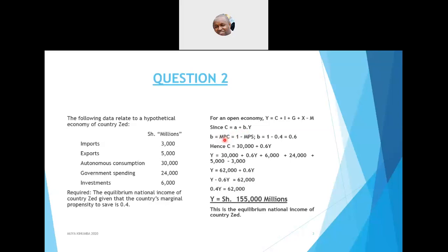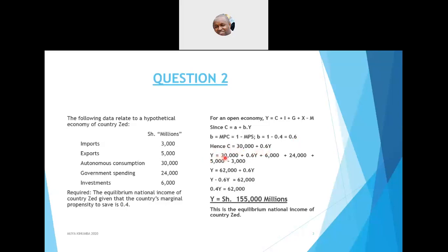Now, that portion of income that we do not consume is known as MPS, or marginal propensity to save. Marginal propensity to save, you'd recall from our previous video, plus marginal propensity to consume will always be equal to 1. And therefore, MPC is 1 minus MPS. You note that in this question we've been given marginal propensity to save, 0.4. And therefore, our marginal propensity to consume would be 0.6, and our consumption function will be 3,000 plus 0.6Y.